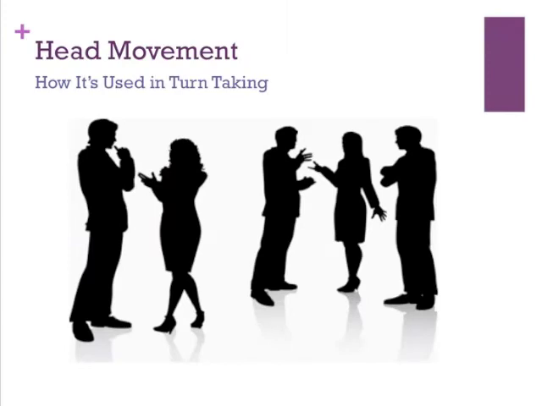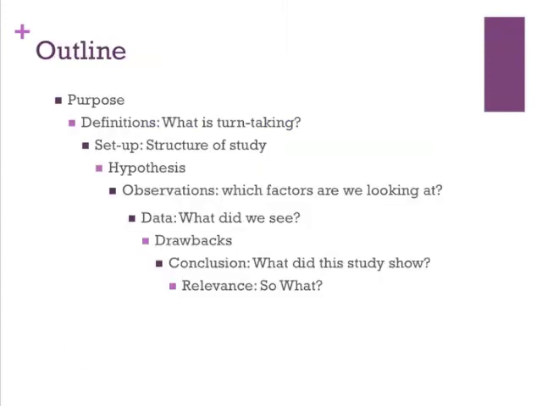My project is over head movement and how it's used in turn taking. The outline of this project is purpose, definitions, what is turn taking, setup, structure of study, my hypothesis, observations, which factors are we looking at, data, what did we see, drawbacks, conclusion, what did this study show, and relevance, so what?